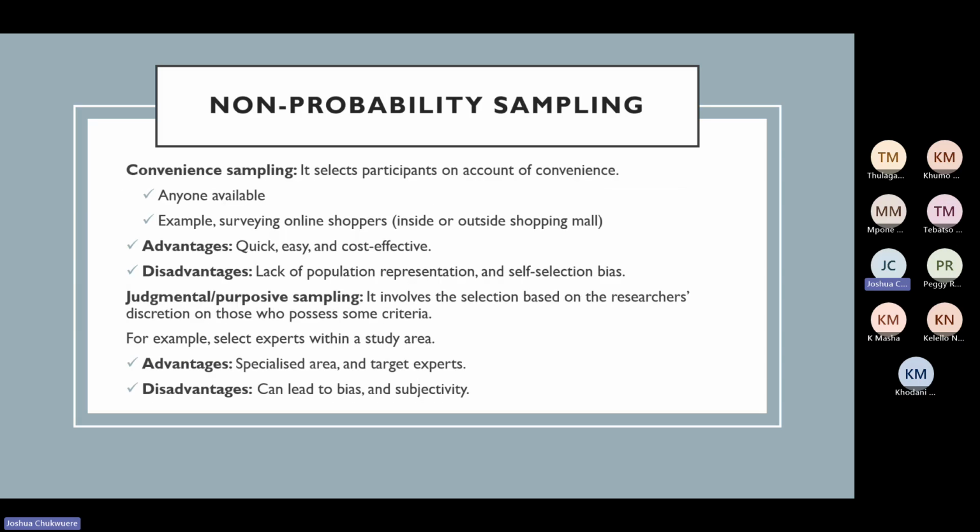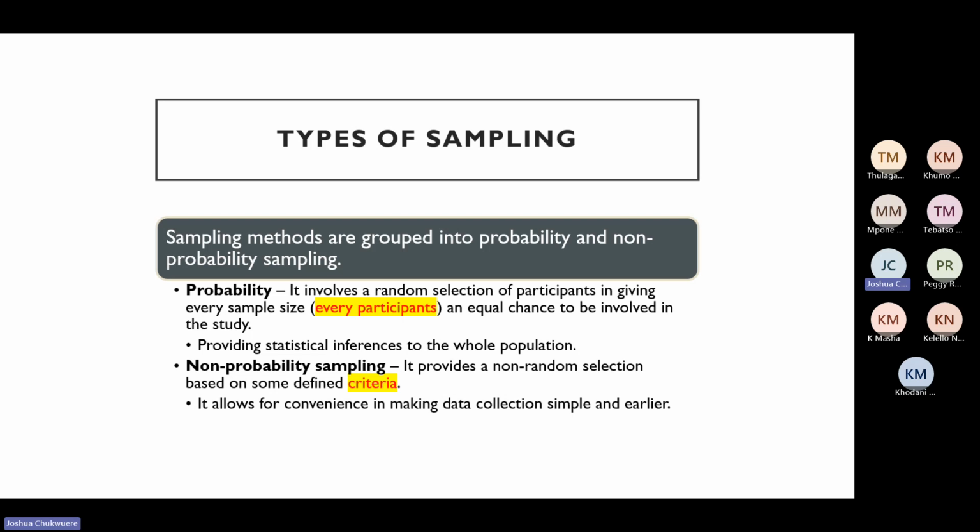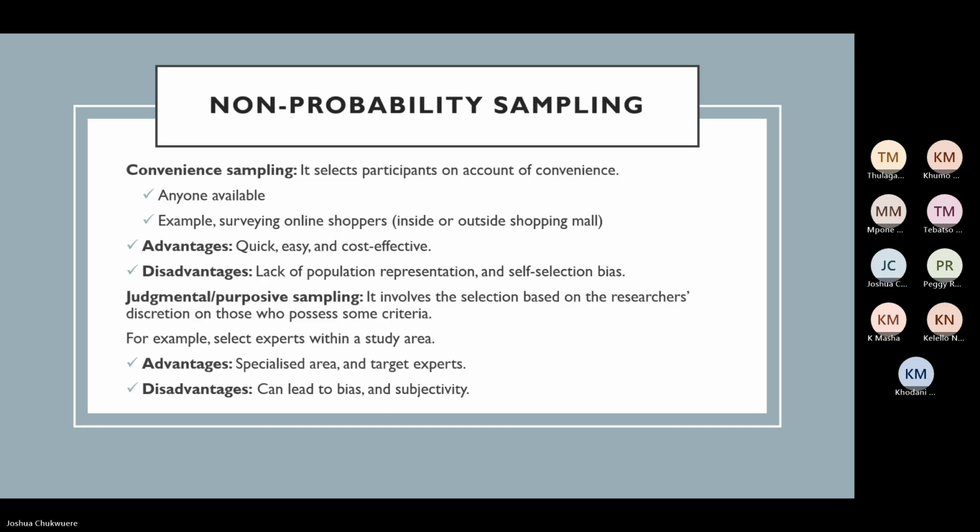So now we go to non-probability sampling. Remember, we talked about it here. Under our non-probability sampling, what are we looking at here? We're looking at defining your participants based on criteria. Are you seeing my slide? Non-probability sampling. Thank you. So we're on the same page.